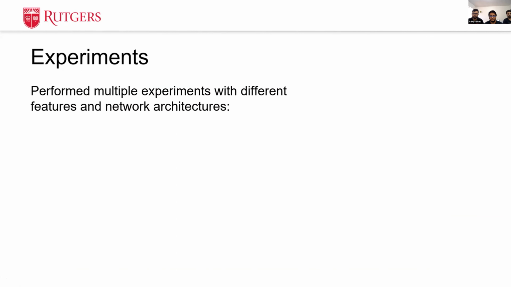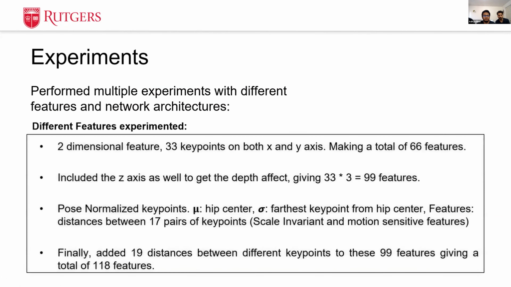Back to Prashant. So before finalizing our CNN LSTM model, we experimented with different features and network architectures. So first, let's go through the different features that we experimented with. Initially, we took only a two-dimensional feature vector, which is x and y coordinates only, and we thought that this would be enough to account for all the movements. But since this didn't give good results, we included the z-axis coordinates as well.